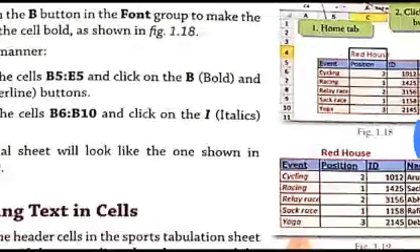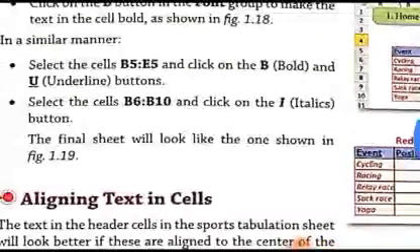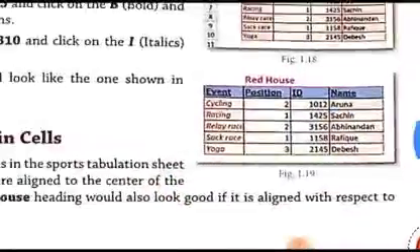So now what we are going to do is select the range from B6 to B10. First of all, we want to italicize the content in the event column. The event column is from B6 to B10. So now we will select this range and click on the I button, which is the italics button. You have to click on the I button for that. Now you can see the final sheet will look like this.